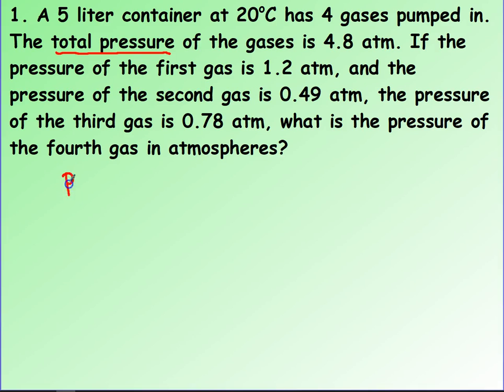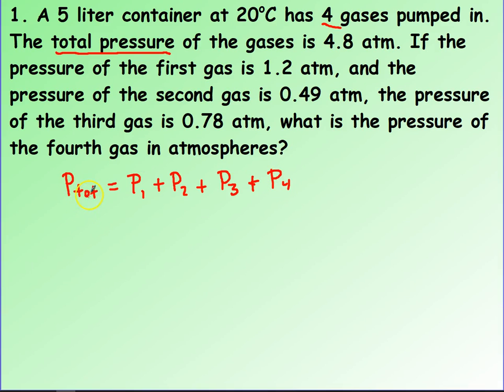So let's write the equation. P total is equal to all of the pressures. So there's 4 gases pumped in, so pressure of the first gas plus pressure of the second gas plus pressure of the third gas plus pressure of the fourth gas. So let's plug them all in.